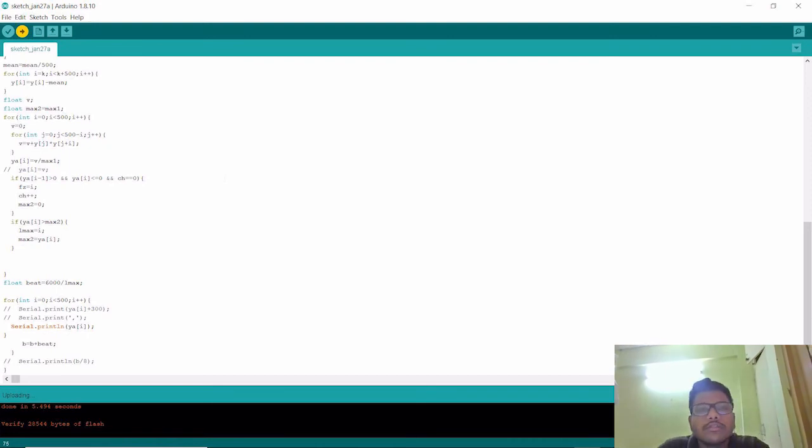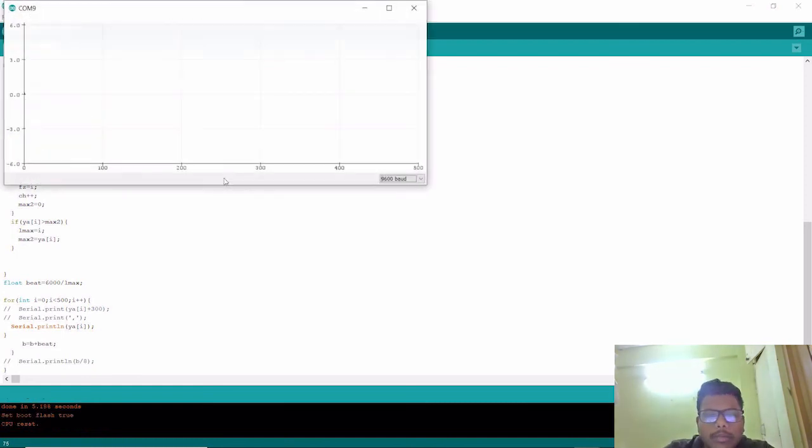The best part of the autocorrelation function is that it doesn't require much concern about the noise. If you remove the moving average filter part also, you'll get the same thing. That's the best part of the autocorrelation function.